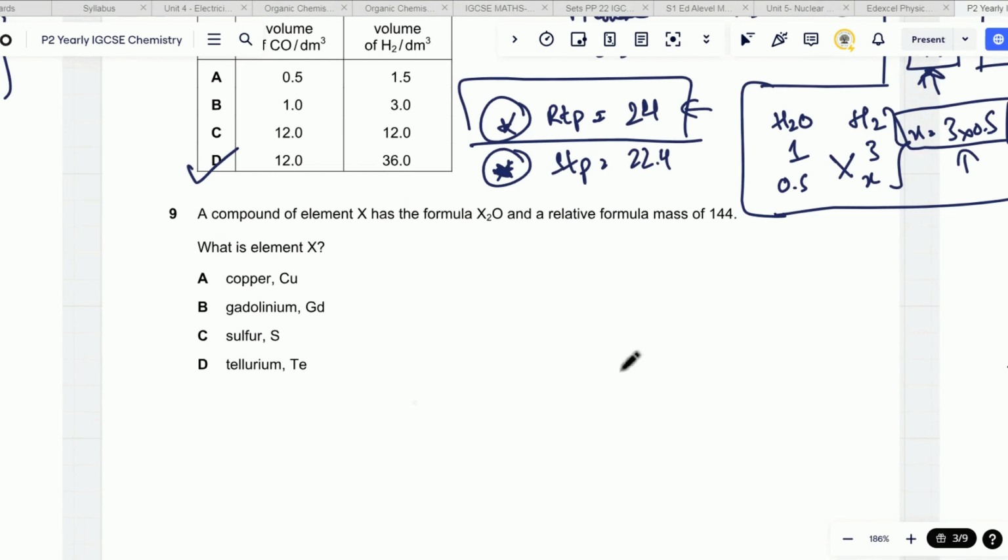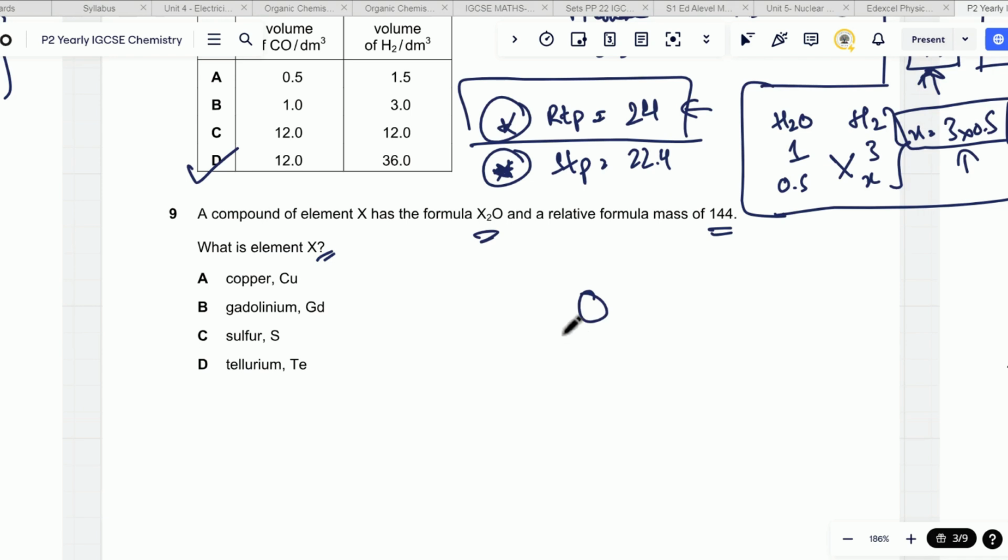Question number 9. A compound of element X has the formula X2O and a relative formula mass of 144. What is element X? How would I know what is element X? This is the relative formula mass, and I have the compound's formula as well. So will you have the periodic table? You can use the periodic table in this one. What will be your answer then?